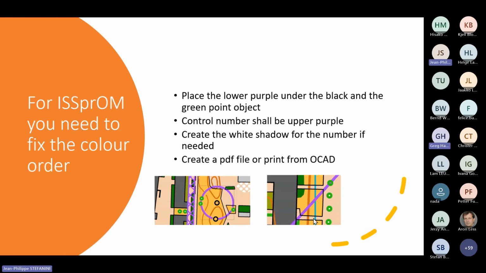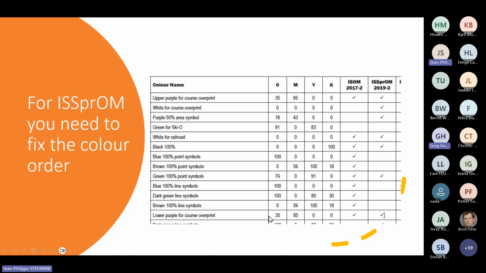And it's due to the fact that if you look at this table, which is within the color appendix, you can see that there is a difference between ISOM and ISPROM. For ISOM, there are many colors above the lower purple: the blue, the green, the brown, the blue for point symbols, the blue for line symbols. But it's not the case for ISPROM. For ISPROM, the lower purple is below the green point symbol and below the black 100%.